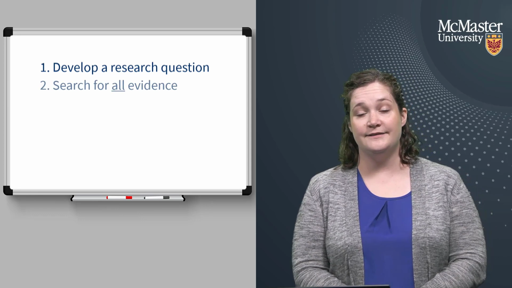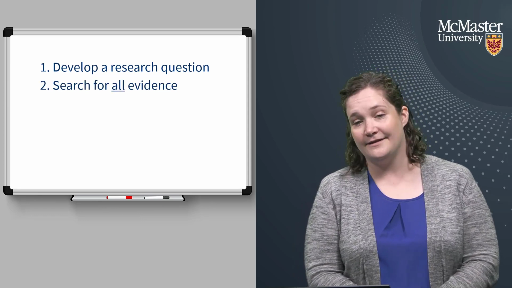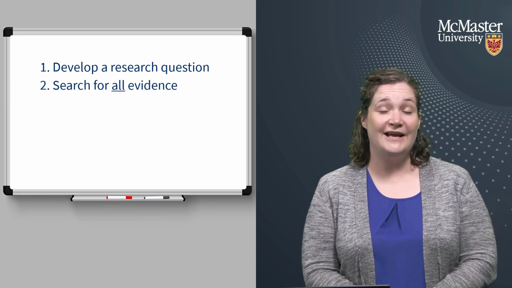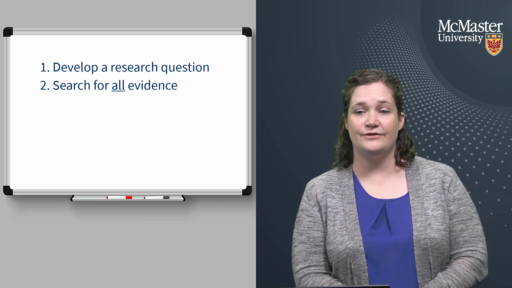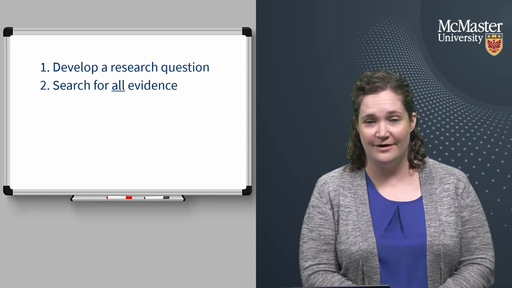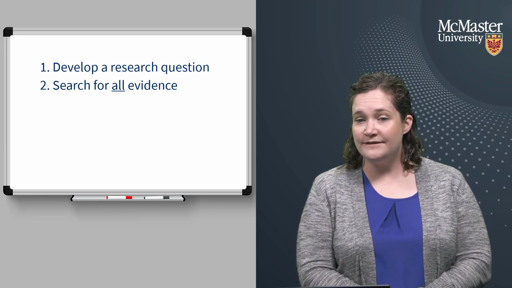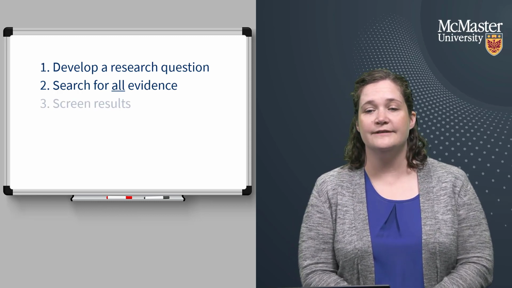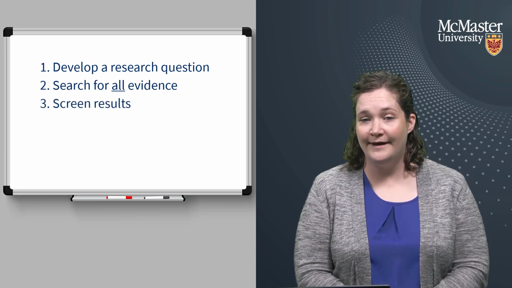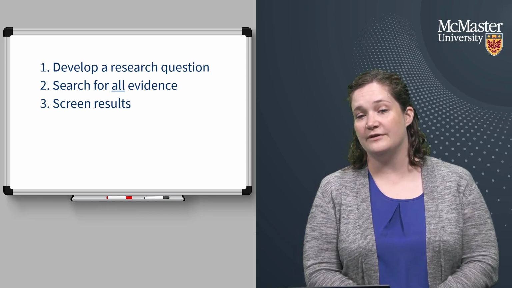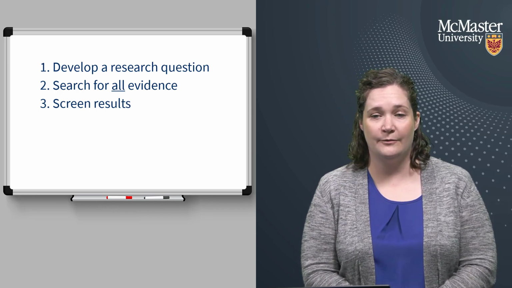Then they systematically search for all the evidence that answers their question. They often get help from research librarians to make sure their search is as comprehensive as possible. And when they've done the search and they have that big pile of articles, they need to go through the articles one by one to see if they meet the reviewer's criteria to answer the actual question.